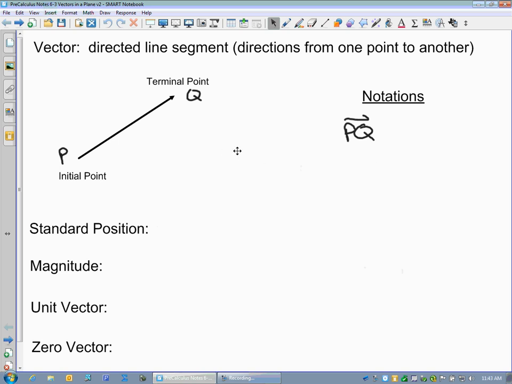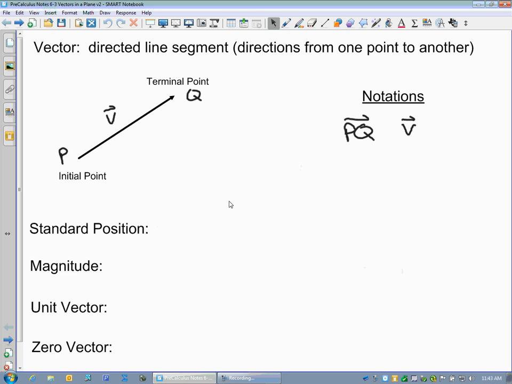And just like in geometry, we can also use a lowercase letter to denote a side. We can use a lowercase letter to represent a vector as well. So if we wanted to use vector v, for example, we would have a lowercase v with the arrow on top of it. And this would be read as vector v.